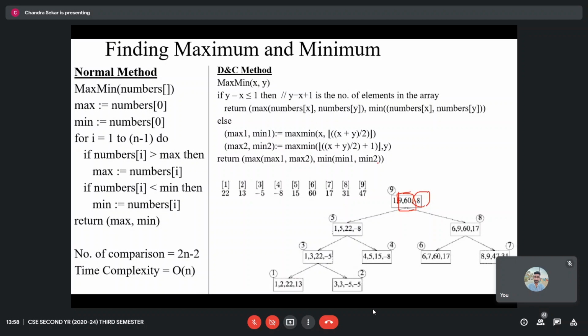So this is how divide and conquer will divide the problem into subproblems, and it will solve the subproblems individually, and finally it will merge the results.